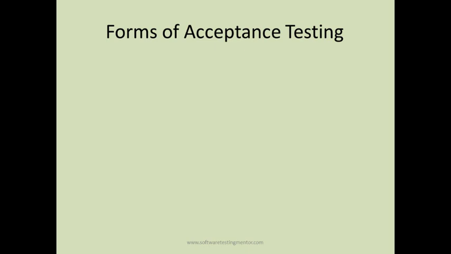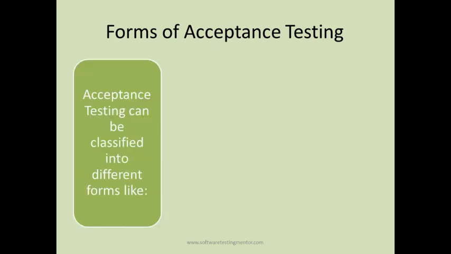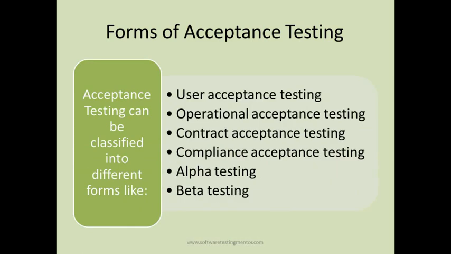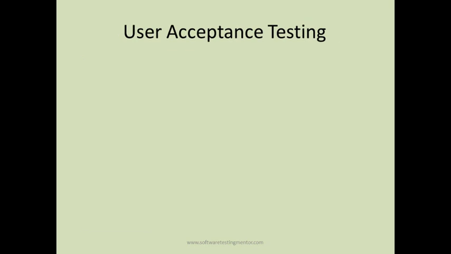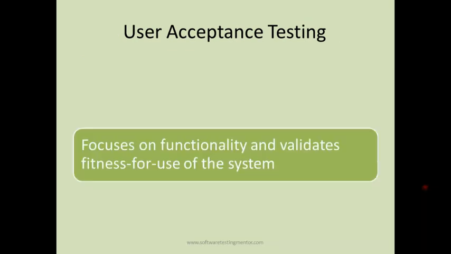Then forms of acceptance testing. Acceptance testing can be classified into different forms, like user acceptance testing, operational acceptance testing, contract acceptance testing, compliance acceptance testing, alpha testing, and beta testing. So we'll go through different forms of acceptance testing one by one. So let's take user acceptance testing.